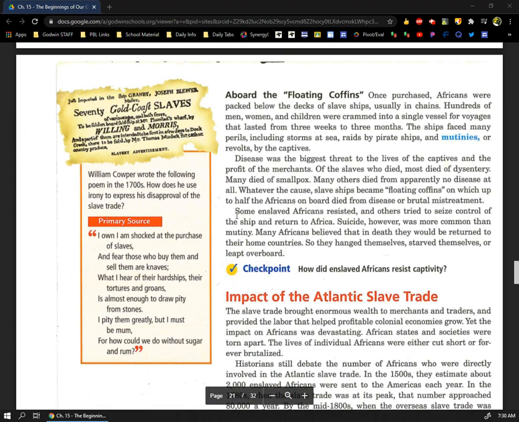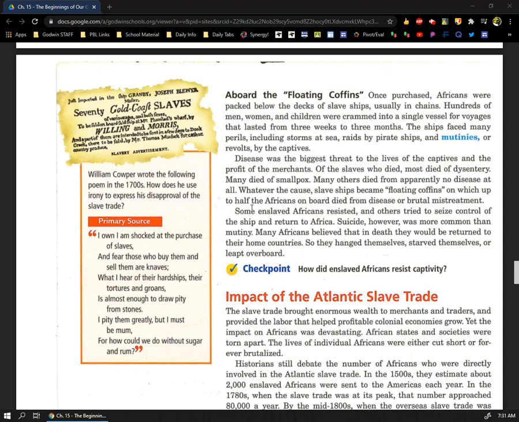Aboard the floating coffins. Once purchased, Africans were packed below the decks of slave ships, usually in chains. Hundreds of men, women, and children were crammed into a single vessel for voyages that lasted from 3 weeks to 3 months. The ships faced many perils, including storms at sea, raids by pirate ships, and mutinies, or revolts by the captives.